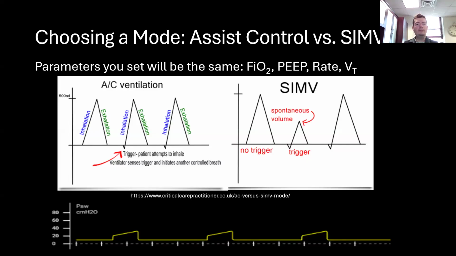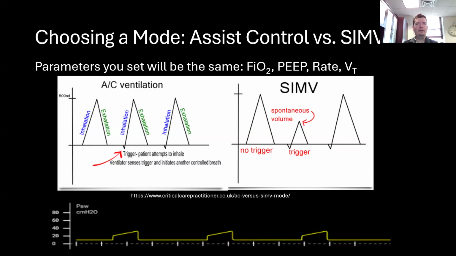And both of these modes can be set using volume or pressure, but for our purposes, we're going to focus on volume here. So what do these modes do? Both of them provide breaths at a predetermined volume and at a set rate, and they both allow the patient to initiate breaths. If you ventilate a patient with assist control volume, and let's say you're doing it at a rate of 15 and a tidal volume of 500 milliliters, this means that every 4 seconds, the patient is going to receive a breath of 500 milliliters.